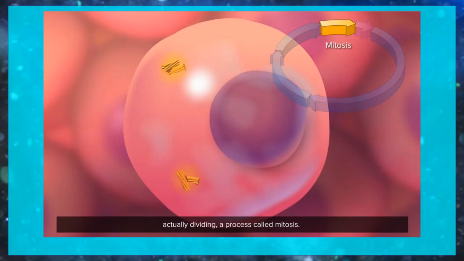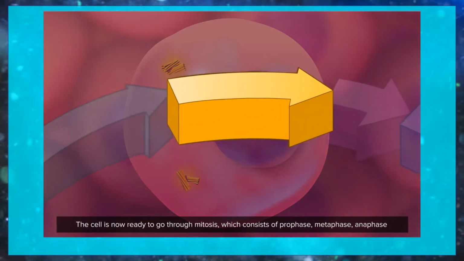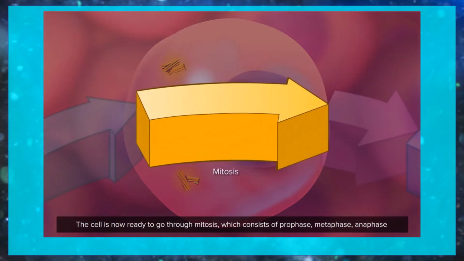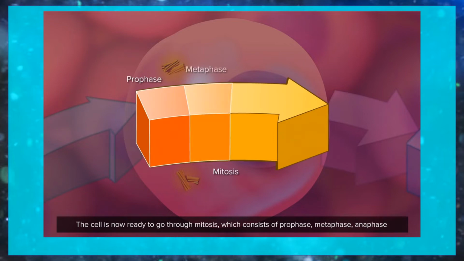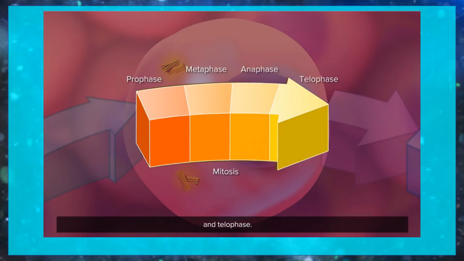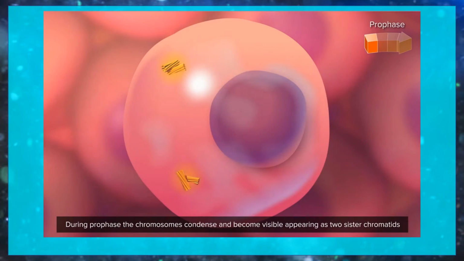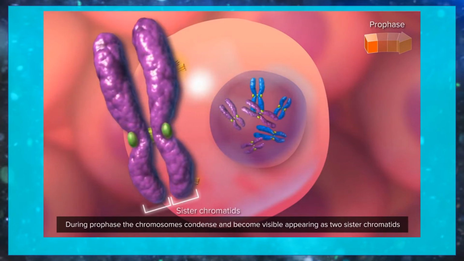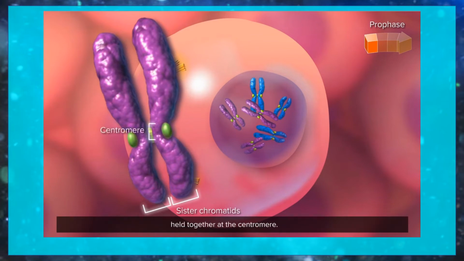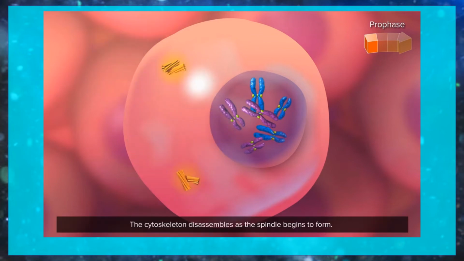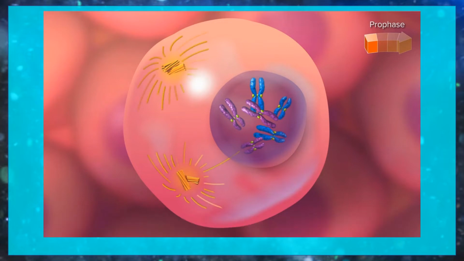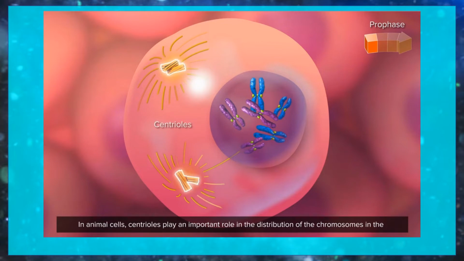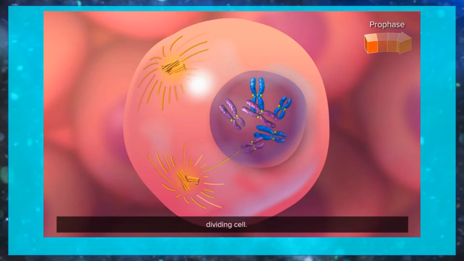a process called mitosis. The cell is now ready to go through mitosis, which consists of prophase, metaphase, anaphase, and telophase. During prophase, the chromosomes condense and become visible, appearing as 2 sister chromatids held together at the centromere. The cytoskeleton disassembles as the spindle begins to form. In animal cells, centrioles play an important role in the distribution of the chromosomes in the dividing cell.